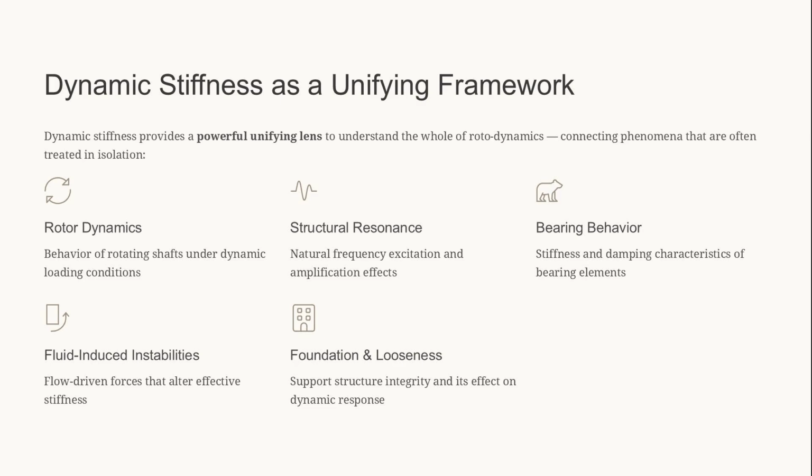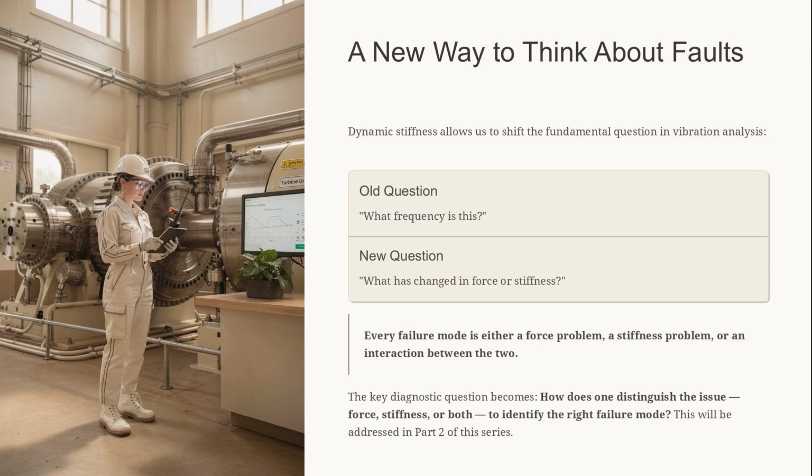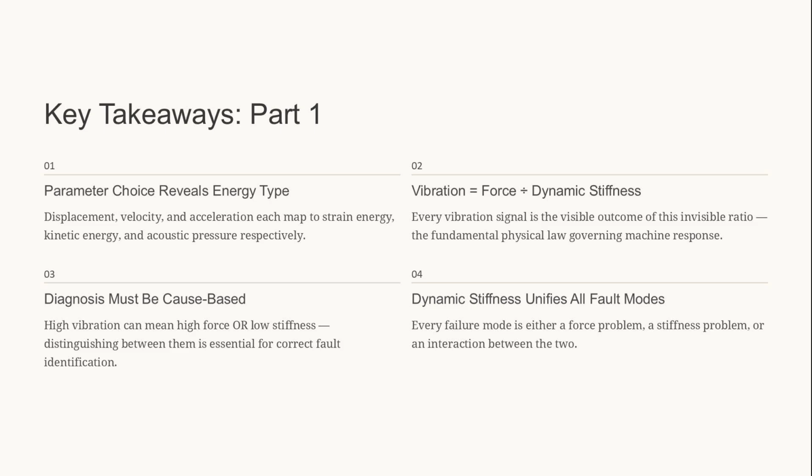Dynamic stiffness offers a unifying framework for understanding root dynamics, connecting rotor dynamics, structural resonance, and more. Dynamic stiffness shifts the focus in vibration analysis from frequency to changes in force or stiffness, helping identify fault modes effectively. Key takeaways include understanding energy types, cause-based diagnosis, and the unifying role of dynamic stiffness in fault modes.